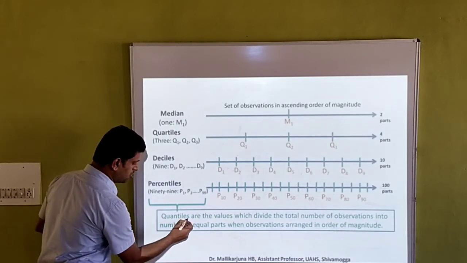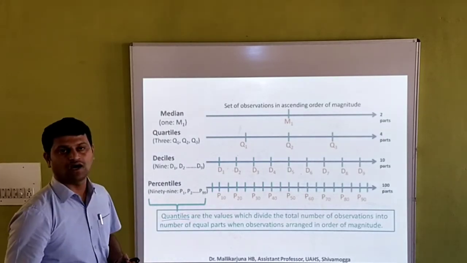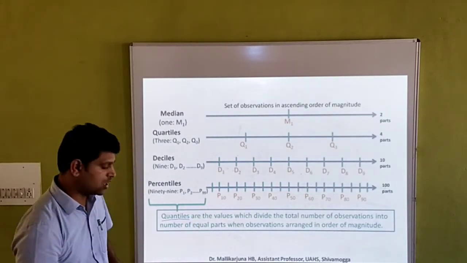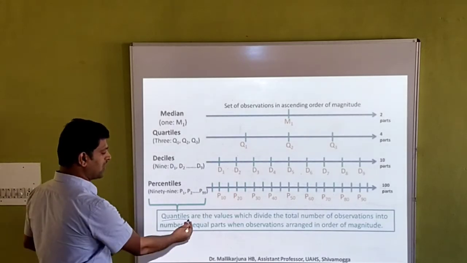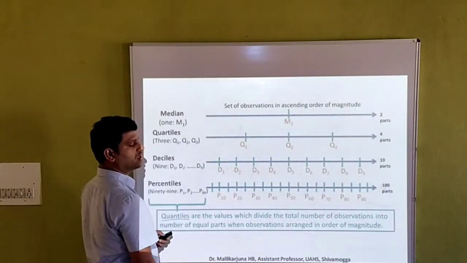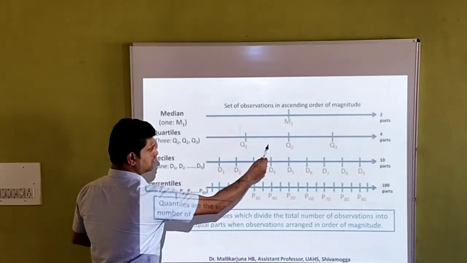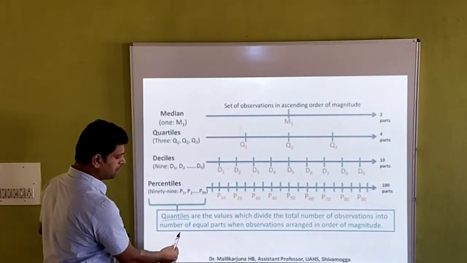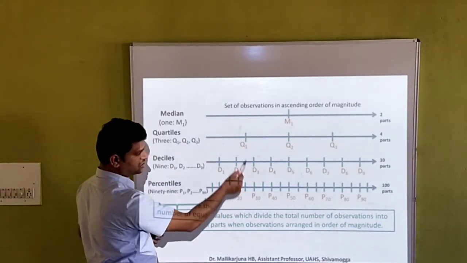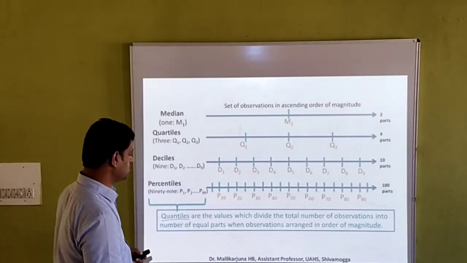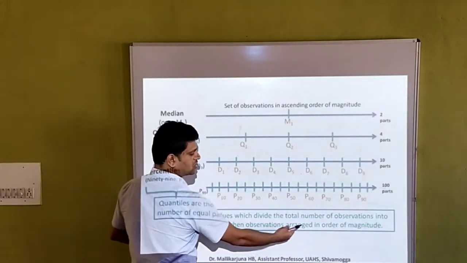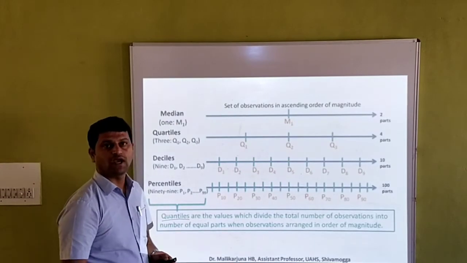Quantiles, or partition values, are the values which divide the total number of observations into a number of equal parts. In all the cases, we get equal parts when the observations are arranged in the order of magnitude.